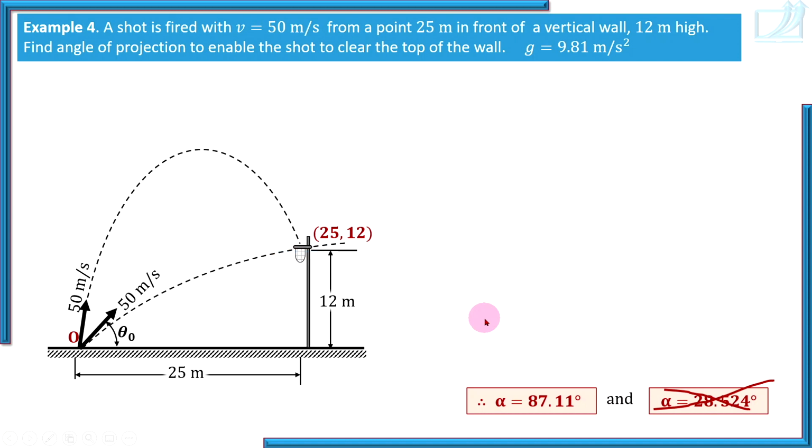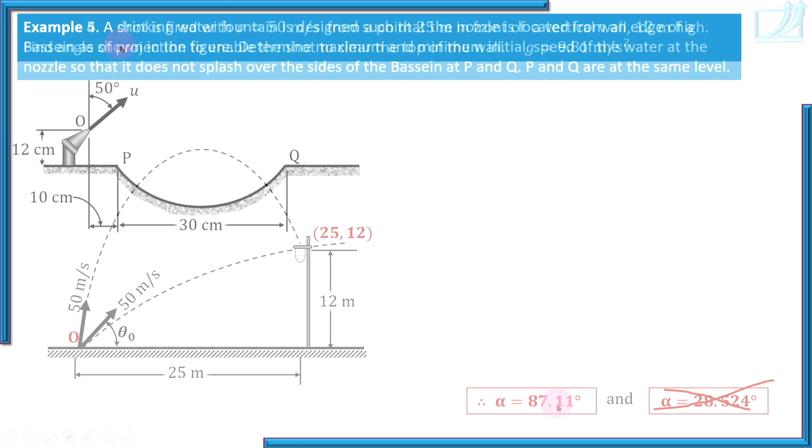Now watch here. Here it is a basketball game going on, and this player here at origin wants his ball to enter into the basket. So at what angle should he throw the ball? So of course 87.11. But how will you solve the problem? Since the ball enters the basket, the basket is in the path of the projectile. So you will use the equation of path, you will get both these answers, and the correct answer is 87.11 degrees.